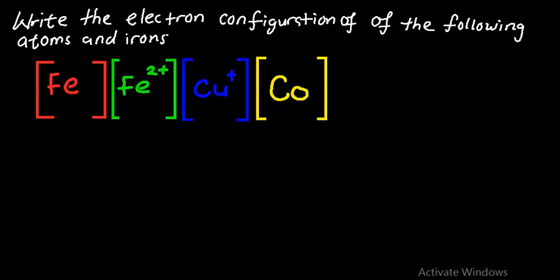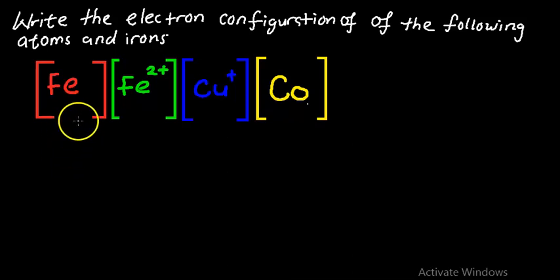In this tutorial, we are simply going to be looking at some basic problems that have to do with writing the electron configuration of some basic elements or atoms. Let's assume you're given this kind of problem, where you're given iron, ferrous iron, copper and cobalt, and you are asked to write the electronic configuration of these. How can we solve this problem?